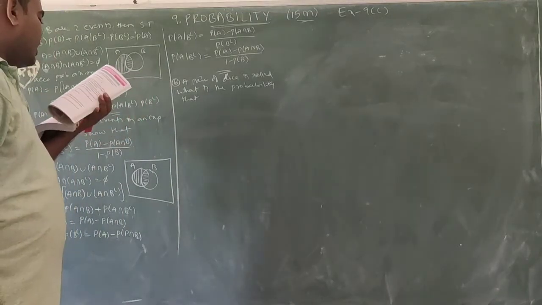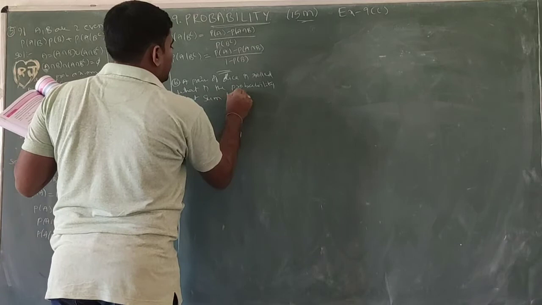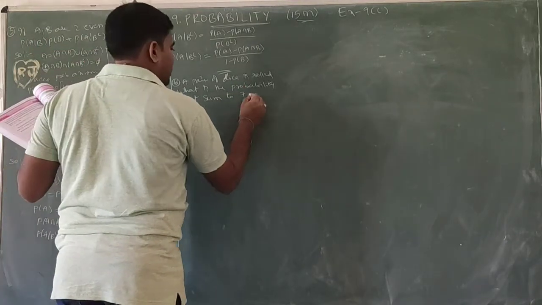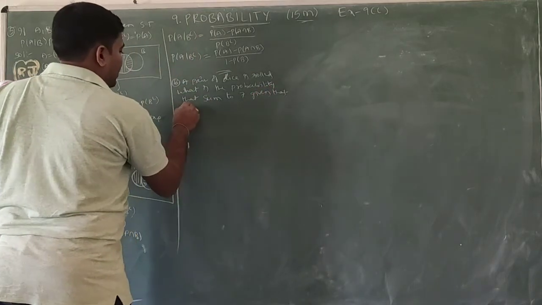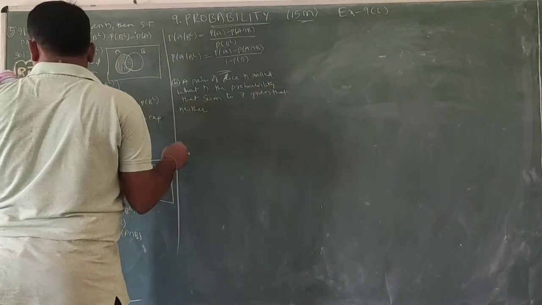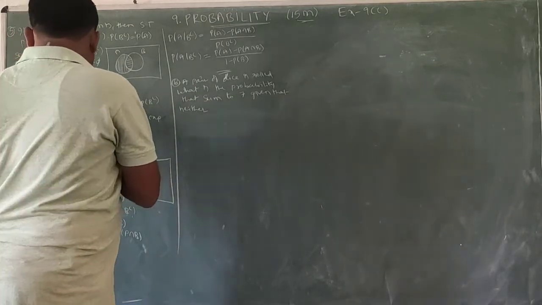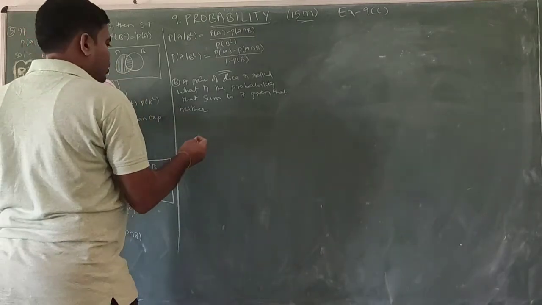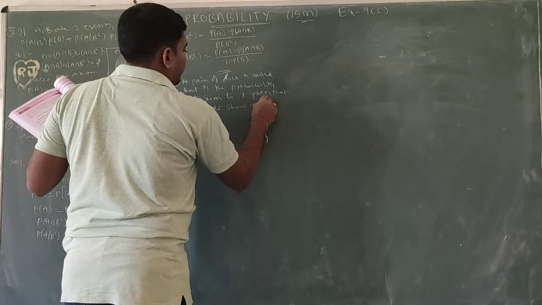What is the probability that the sum is 7, given that neither die shows a 2? Neither die shows a 2.